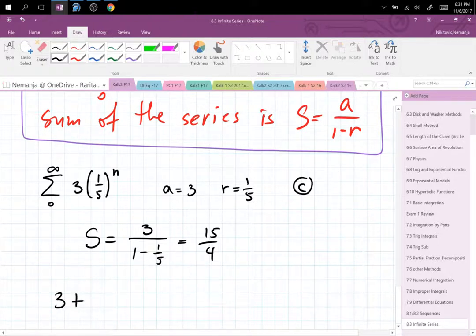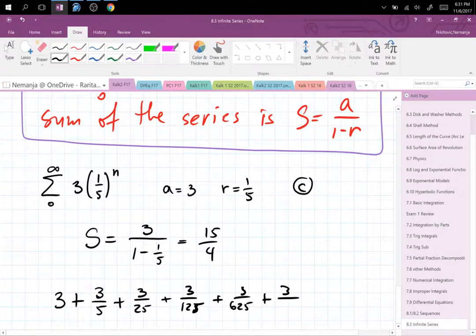1/5 to the first power, which is 1/5 times 3, so plus 3/5. Plus 1/5 squared, which is 1/25, so 3/25. Plus 3/125, plus 3/625, plus 3 over, whatever this is, times 5. 3075, maybe? Or whatever it is.